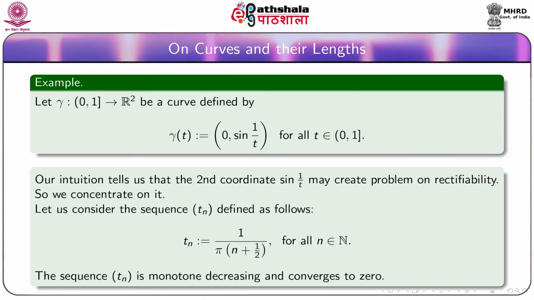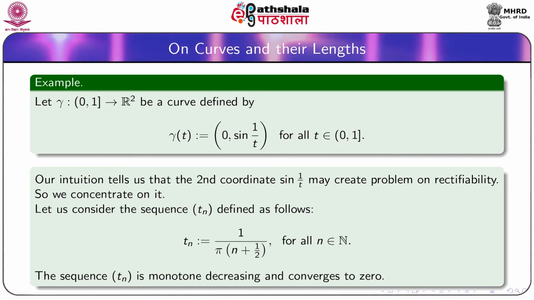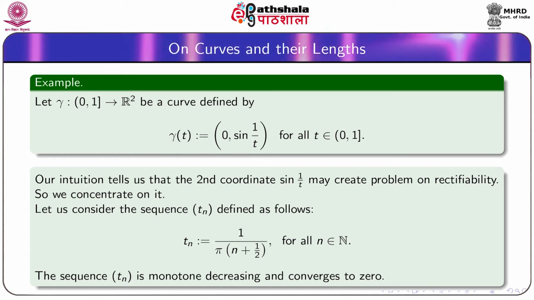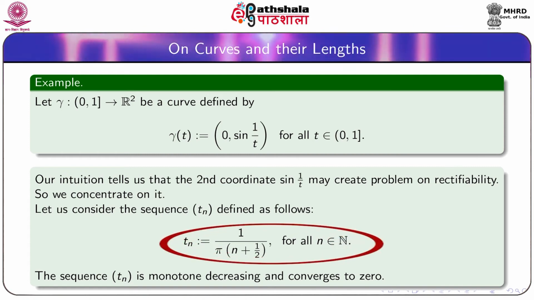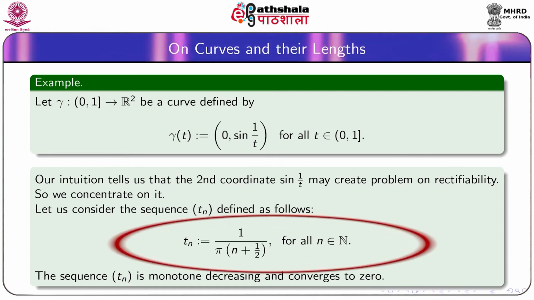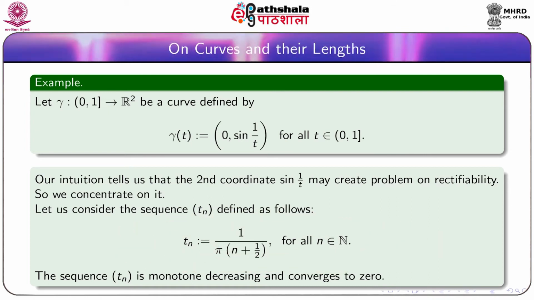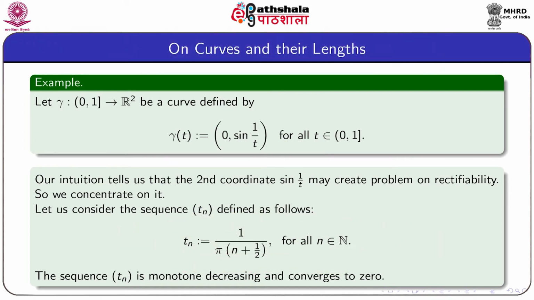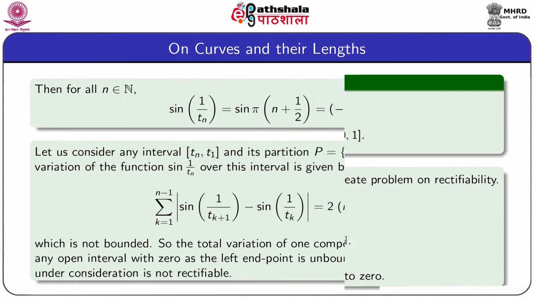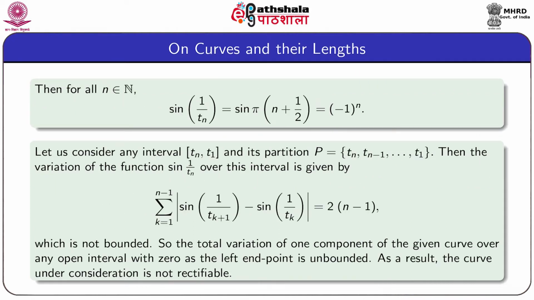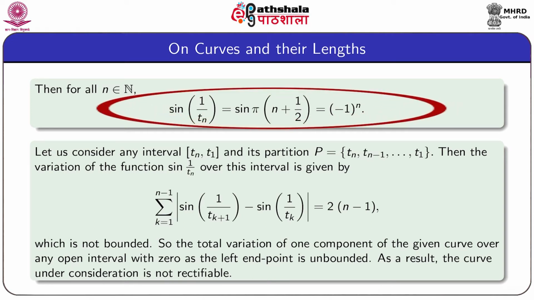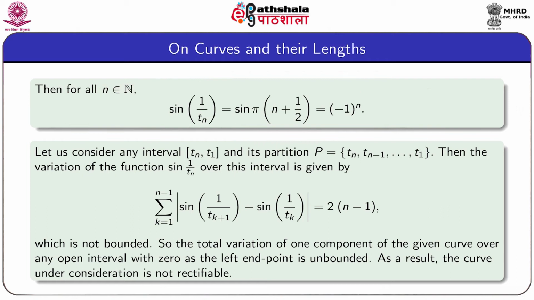We consider a sequence tn defined as follows. For every natural number n, tn is defined as the reciprocal of pi times (n plus half). It is easy to find that the sequence tn is monotone decreasing and also it converges to 0. Then for every natural number n, sine of 1/tn equals sine of pi times (n plus half). So this equals (minus 1) to the power n.